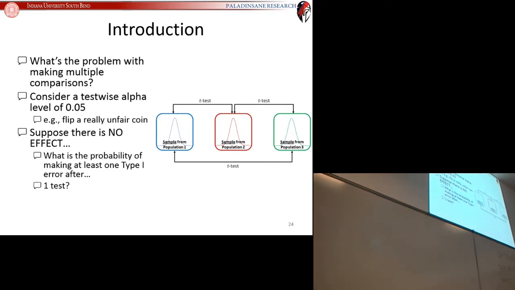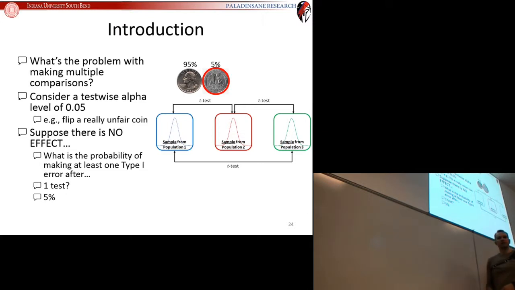Well, once again, we've been in this situation. We have one comparison, we flip the coin once, and we have a 5% chance of saying that there's an effect, when in fact there is no effect. And that's fine because that's the alpha level that we chose. You always have to choose a certain amount of risk for making an error whenever you're doing statistics. So that's fine. After one test, we're still good.